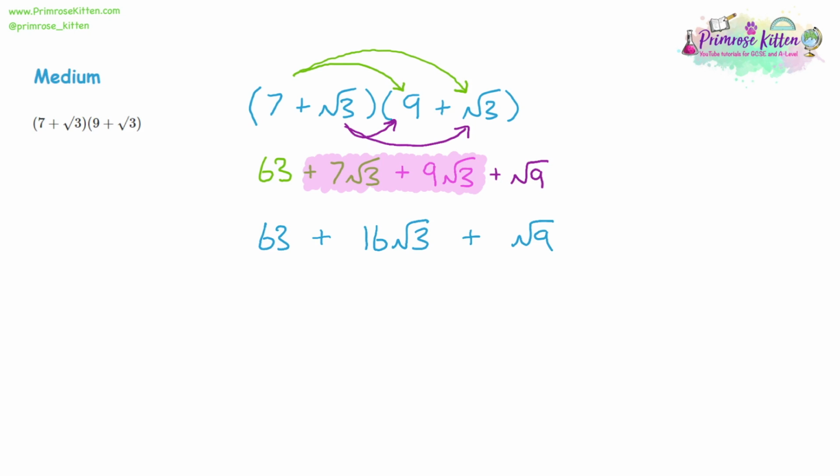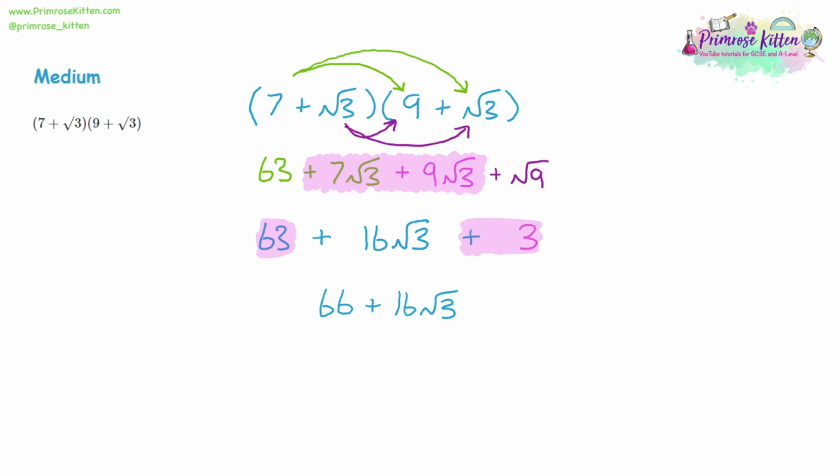Now, the next thing to simplify is the root 9, because we can do the square root of 9, and the square root of 9 is 3. So let's replace the root 9 with a 3. And now we actually have a 63. There's no symbol at the front, so it's positive. And we've got a positive 3. So we've got two sets of normal numbers. We can add those together. So in our final answer, 63 plus 3 is 66. I'm going to add it on to the 16 lots of root 3. And we can't go any further.